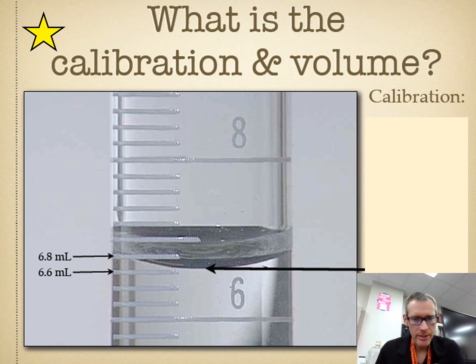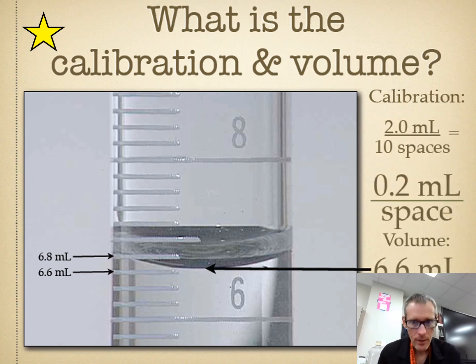All right, calibration. The two numbers we have are 8 and 6. So that's 2 milliliters, and there's 10 spaces. So that's 0.2 milliliters per space. This line here is 6, and then 6.2, 6.4, 6.6, 6.8. So it's between 6.6 and 6.8, and it's really close to 6.6. So we're going to stay at 6.6.